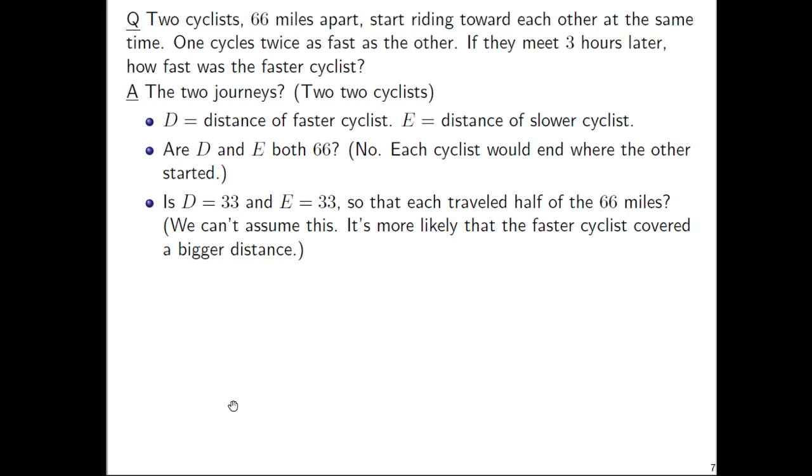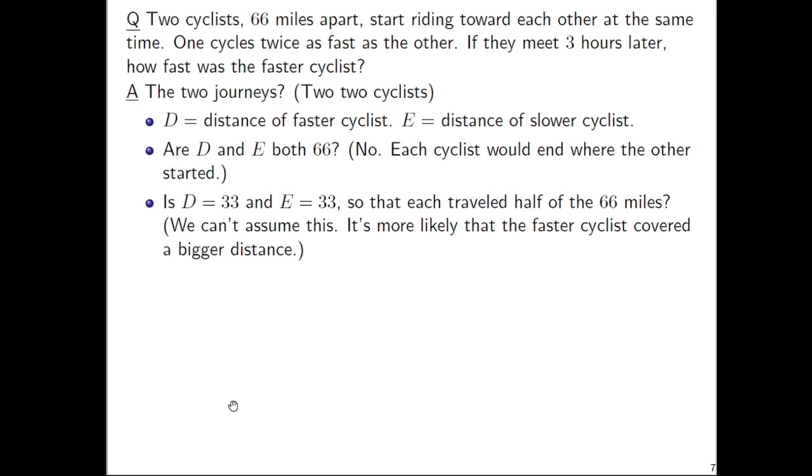Because look, they started at the same time. Back in the first sentence of the question, start riding toward each other at the same time, and then if they meet 3 hours later, they stop biking at the same time. They stop biking both at the moment they meet each other. So if they traveled the same amount of time, but one was traveling faster than the other, then the faster cyclist probably covered more distance than the slower cyclist did.